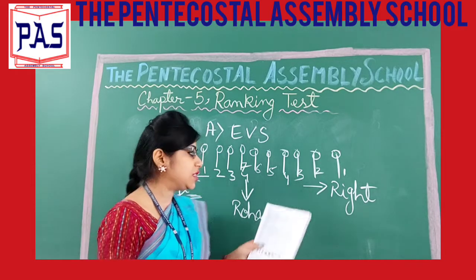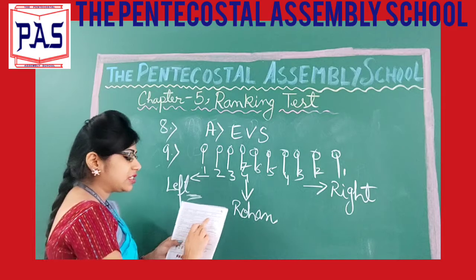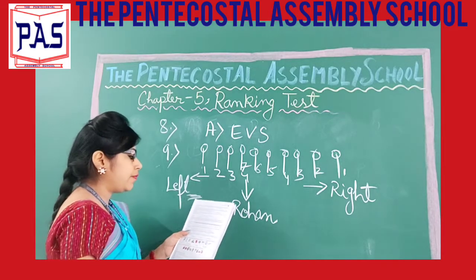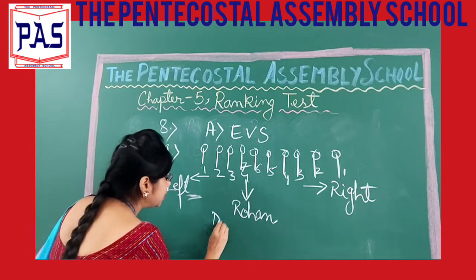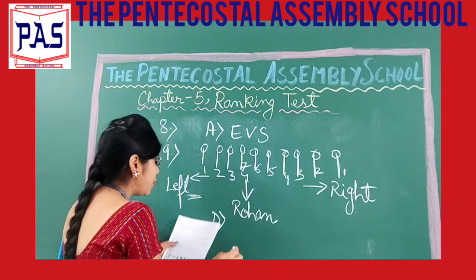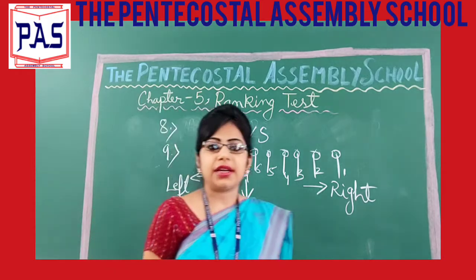See, in option D, 7 is given. It means your answer will be option D. Option D will be your answer for question number 9.